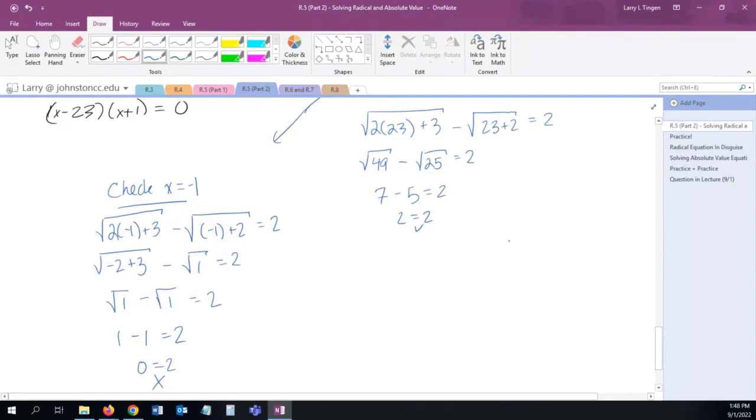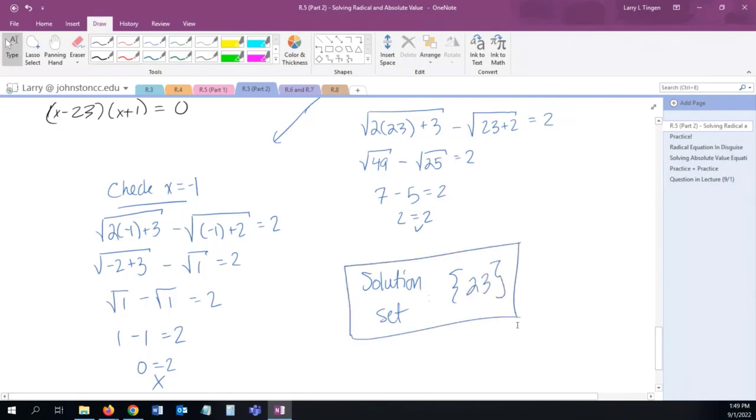So that fails our test. So that means my solution set contains 23. And that is it. All right. Questions? Probably, right?